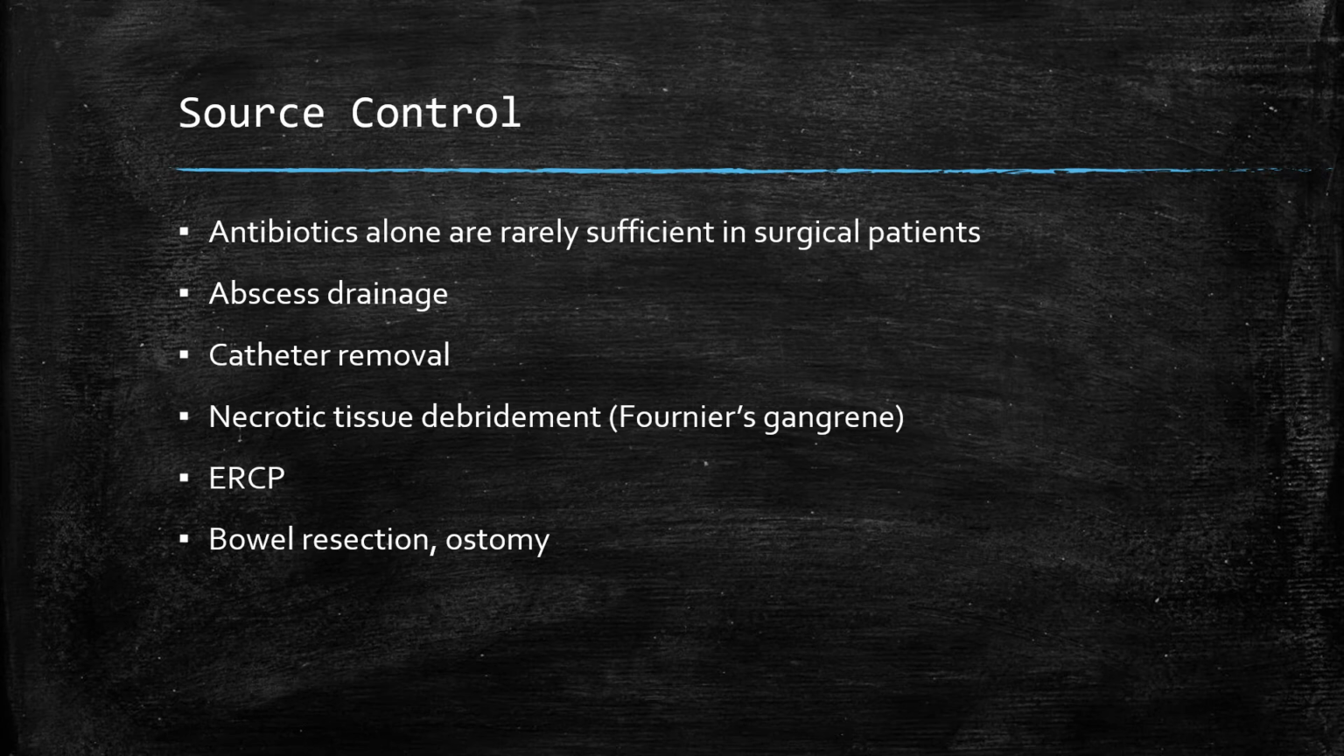Some patients will present with Fournier's gangrene or gas gangrene of the extremity, and they'll need a radical debridement or potentially even an amputation. ERCPs are invaluable for patients who have cholangitis from an impacted common bile duct stone. And some patients will need a laparotomy because they have ischemic bowel or potentially an intra-abdominal abscess.